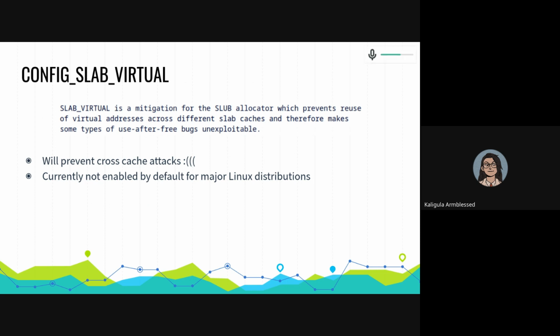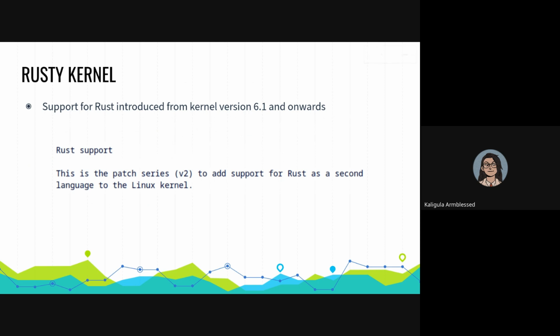Because slabs cannot be allocated to different caches, this will just complicate exploitation a lot. In this case, your heap spray object will have to be in the same cache as your victim object, which is quite annoying. This is currently not enabled for most default Linux distributions, but it is up and coming.